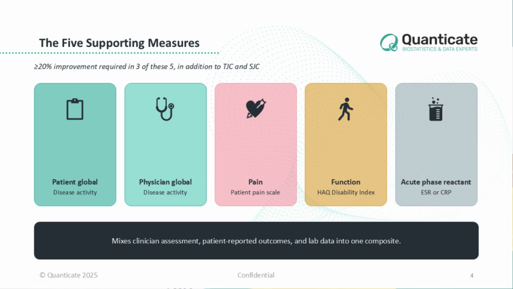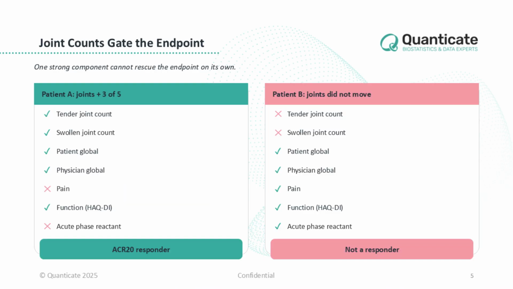or C-reactive protein. And this structure matters because one strong component cannot rescue the endpoint on its own. If the joint counts do not improve enough, the patient does not meet the ACR response definition, even if pain or global assessment scores improve.